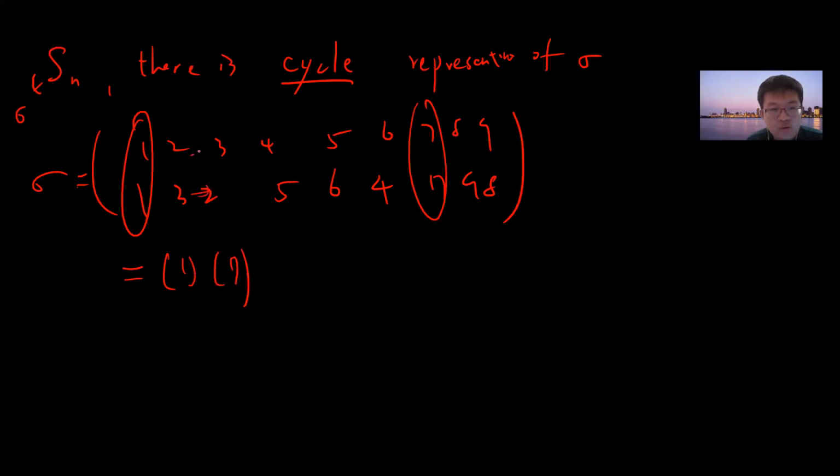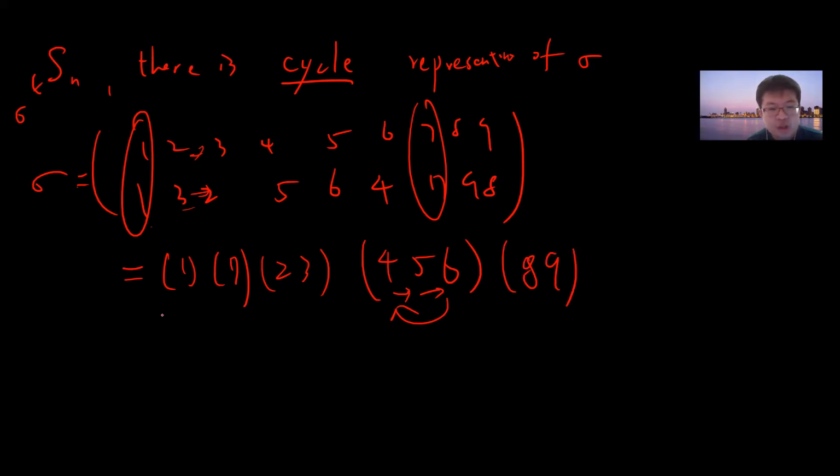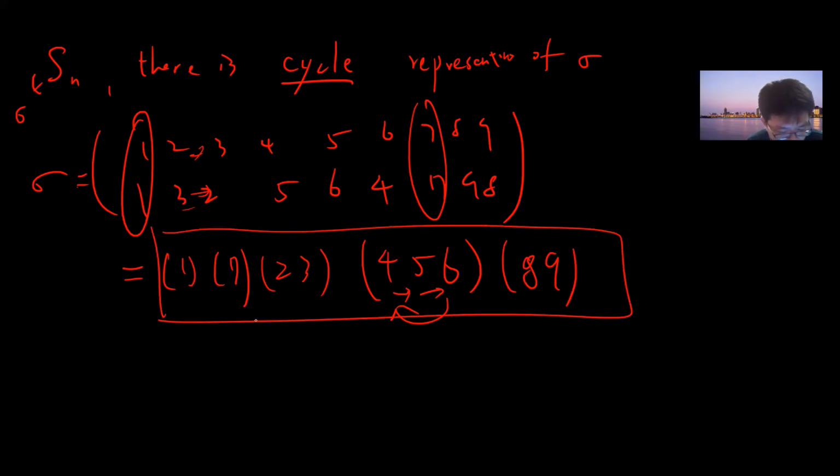Oh, but 2 and 3 are changed, right? So I can write (2 3). And I see that 4, 5, 6 are exchanged, right? So I can write (4 5 6), which means that 4 goes to 5, 5 goes to 6, 6 goes to 4, and also 9 and 8 are exchanged. Okay, so this is a so-called cycle. Basically, it's a cycle representation.